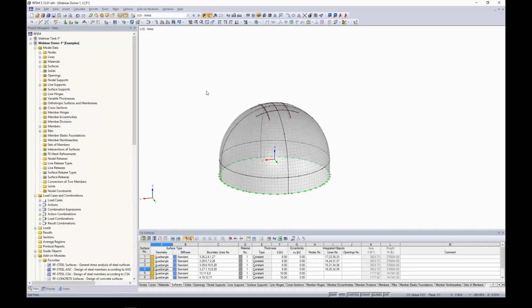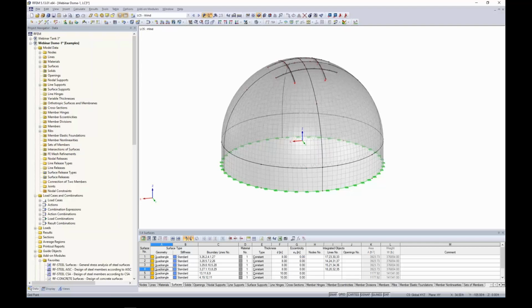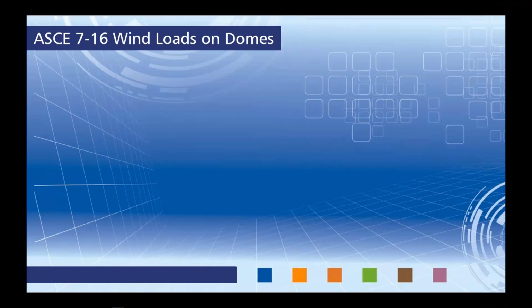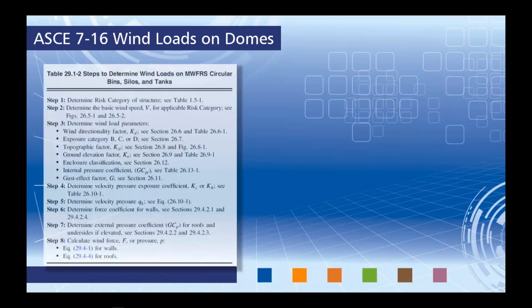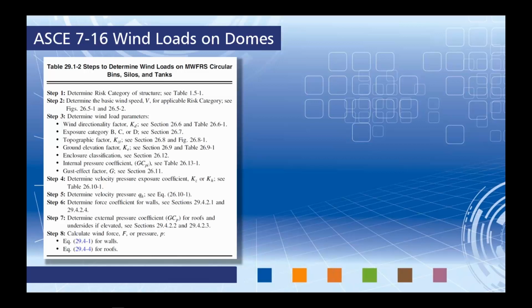Moving on to wind load, and by far our most interesting load case. I am going to jump back to the PowerPoint for this to discuss a little bit about ASCE 7-2016 wind loads on domes. Within the standard, there is Table 29.1-2. These are steps to determine the wind loads according to the main wind force resisting system for circular bins, silos, and tanks. This is incredibly user-friendly. It has all of the steps laid out for us: the assumptions that we need to make, the factors that we need to calculate, and ultimately to determine down here the wind force F or pressure P for both our walls and our roof.